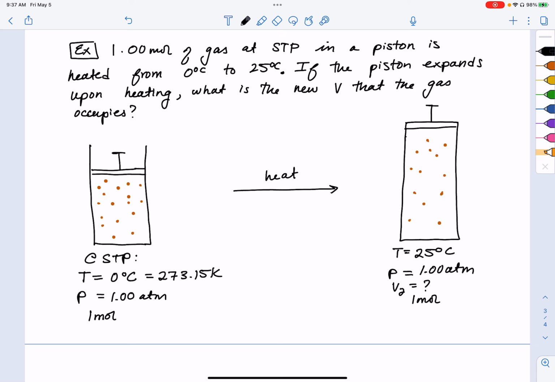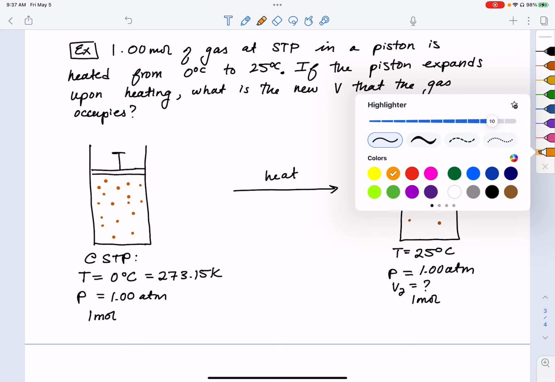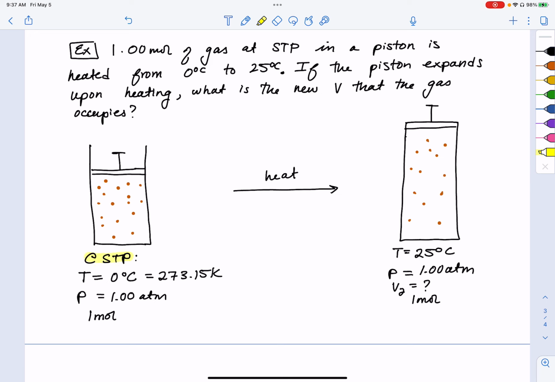So this requires us to remember something special about what happens at standard conditions. So 1 mole of gas at standard temperature and pressure, if you recall from our practice problem at the end of Wednesday's lecture, occupies a volume that is 22.4 liters. So this new volume that we do not know, because we are now no longer at standard temperature, is what we're trying to find.